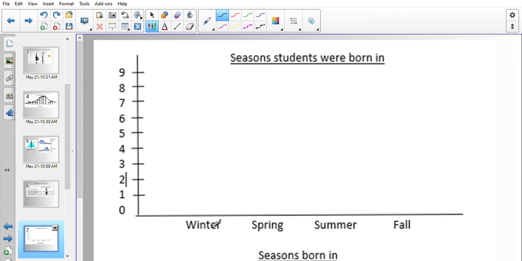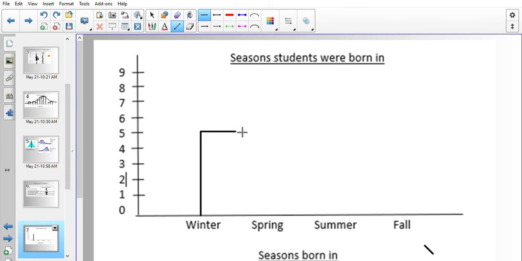So here we go. All right. We have in winter, right? In winter, we had 5 births. So I'm going to go up to the 5 and over to spring. In spring, we had 7.